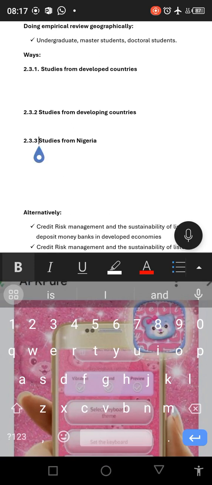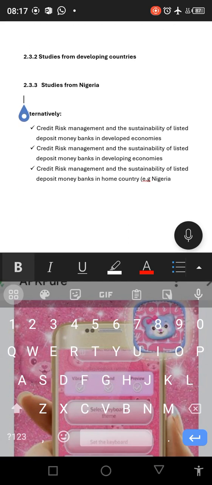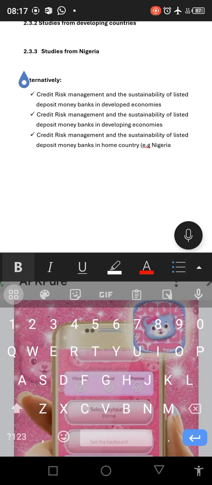So this is how the headings are going to look. Now, alternatively, if you don't want to write like this directly, you could also make the headings like this. We are still considering studies from the 3 nations of the world. That is, economic nations, not 3 nations, economic nations from the world.